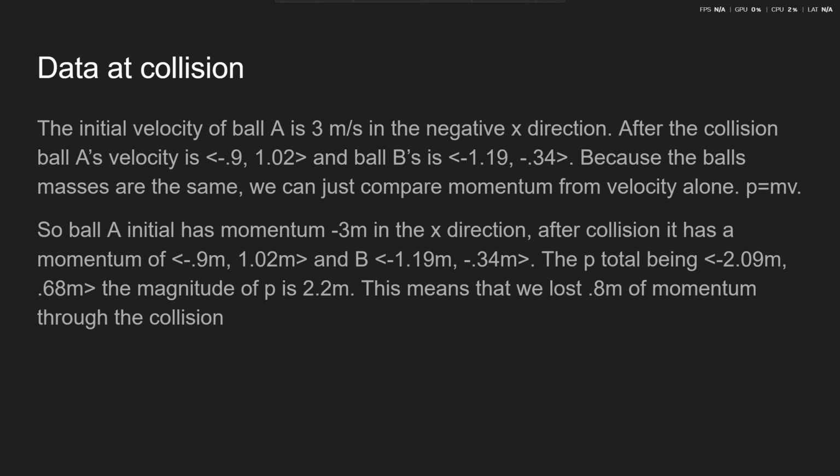However, as long as the magnitude of the momentum is the same, all the momentum is conserved. However, as you can see, it isn't. It's missing a magnitude of 0.8 m, the mass. And that's just for the linear.